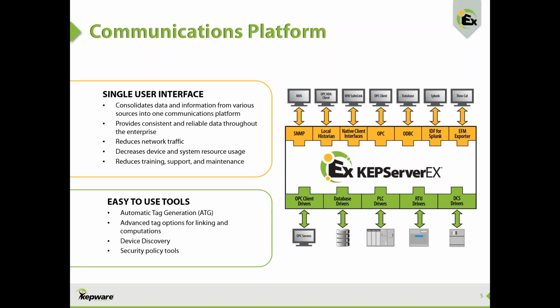That has many, many advantages. It simplifies your automation architecture, reduces network traffic, decreases potential device and system resource usage. And it's really easy to use. It's really easy to start up and go. I'm one of the main trainers here, and a lot of the people I train are just self-taught. So there's lots of tools that are easy to use, like device discovery and automatic tag generation to get you started.